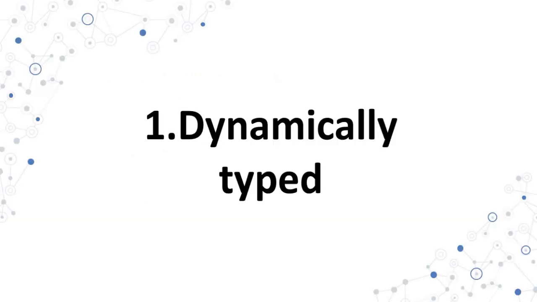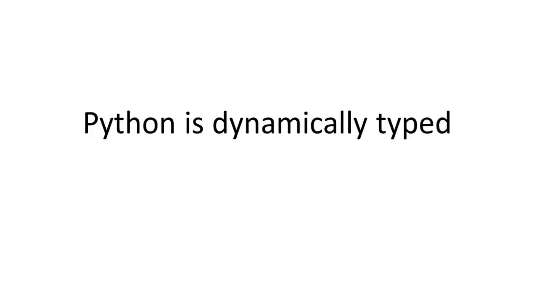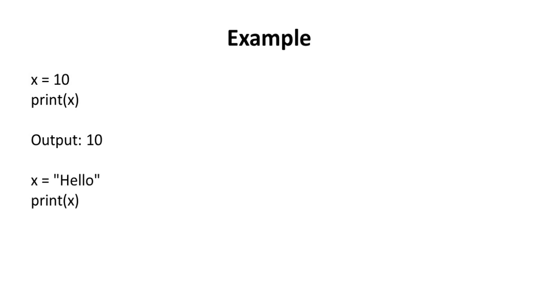The first fascinating concept about variables in Python is dynamically typed. That is, we can assign different types of values to the same variable. Let us assign a numerical value 10 to a variable x, print it, the output is 10. Now assign the text hello to the variable x and print it, the output is hello. So we have assigned an integer to a variable x and then a string to the same variable without any issues. And for this reason, Python is called dynamically typed.